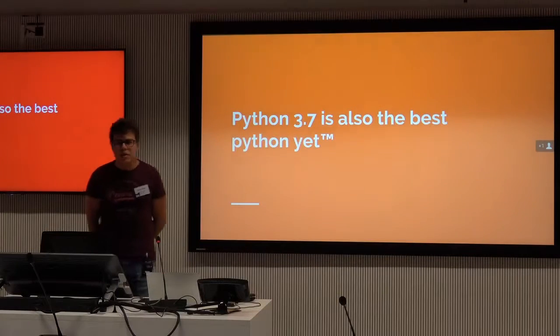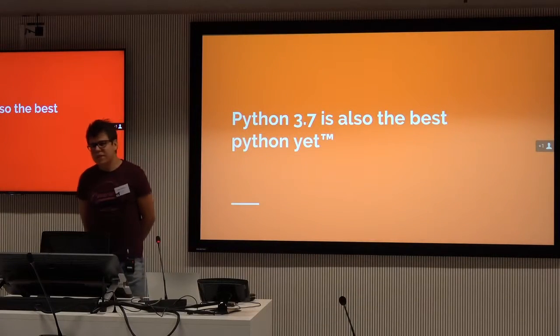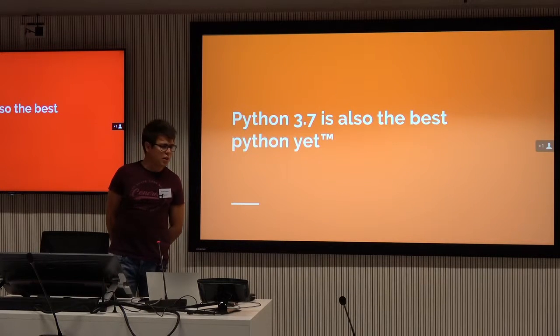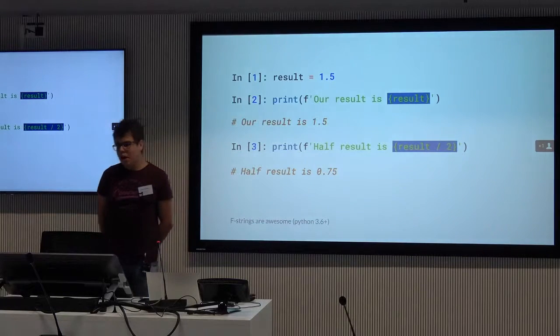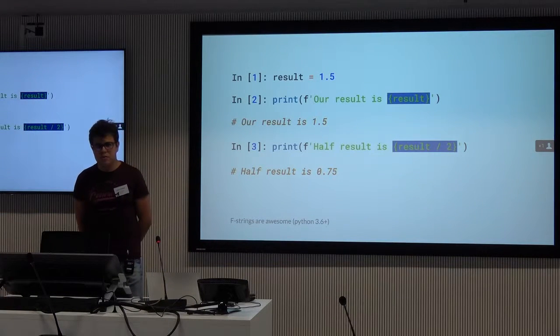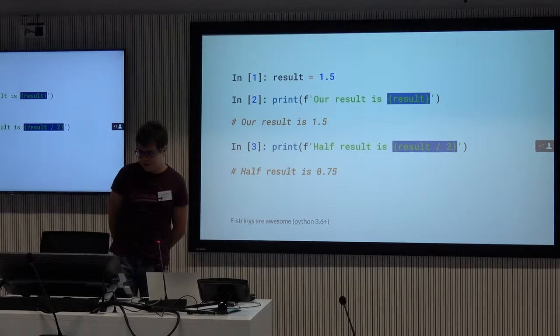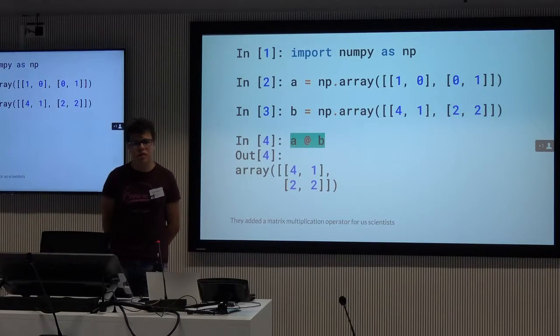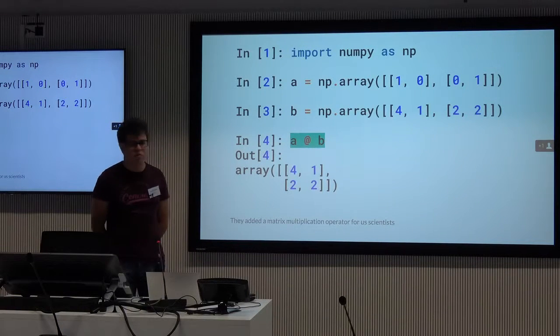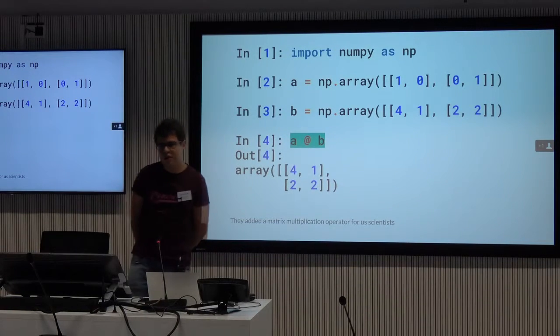Also, Python 3.7 is the best Python you can have. Get it today. It supports F strings, which is a really nice way of formatting your strings. They implemented a new matrix multiplication operator. That is already implemented for NumPy arrays, so you can do matrix multiplication with that @ sign, and that's a language feature.